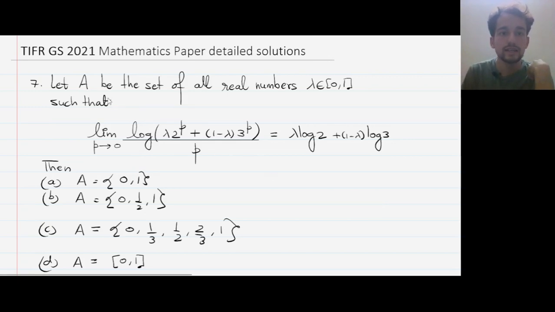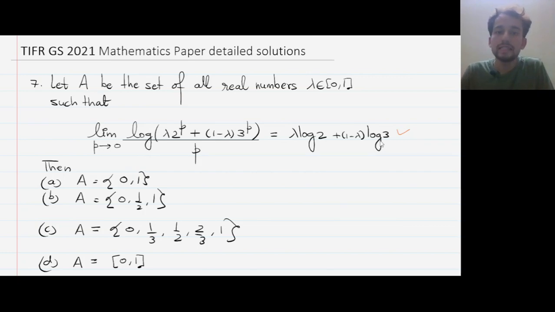So what it says is that we are given a set A, the set of all real numbers consisting of this scalar lambda which belongs to the closed interval [0, 1], such that the scalars satisfy this equation. We are looking for all those scalars such that the limit of log of (lambda 2^p + (1 - lambda) 3^p) upon p, when p tends towards 0, equals lambda log 2 plus (1 - lambda) log 3.